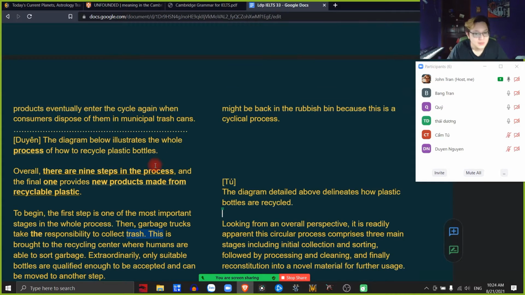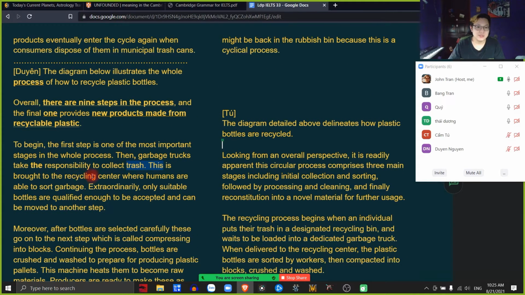This is brought to the recycling center where they are sorted. Well, no. This is brought to the recycling center where sorting occurs.